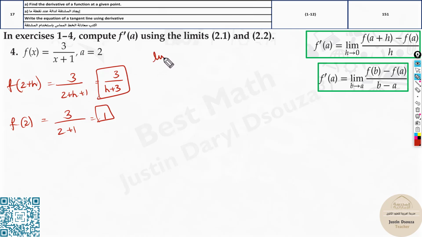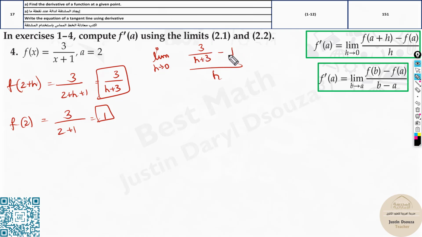Now I'll use the formula: limit as h tends to 0. The function over here, the first one, I'm going to write directly as 3 divided by h plus 3, minus 1, divided by the whole thing divided by h. Now how would we solve this? Here we need to find the common denominator. This is like rational functions, right? Here up and down, and there's a single term. So the concept is very simple. Let me just show you here.